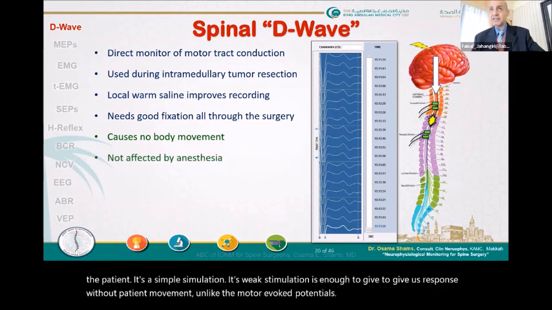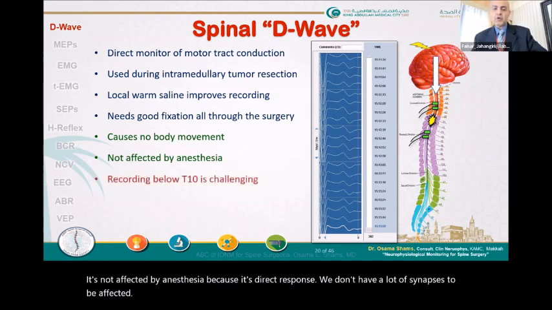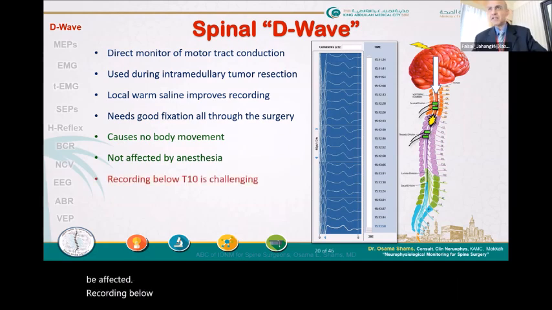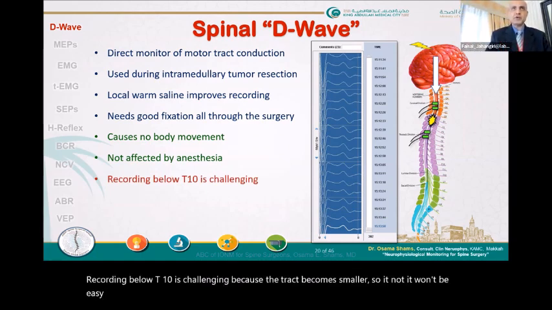It's not affected by anesthesia because it's a direct response. We don't have a lot of synapses to be affected. Recording below T10 is challenging because the tract becomes smaller, so it won't be easy to get a response below that level.